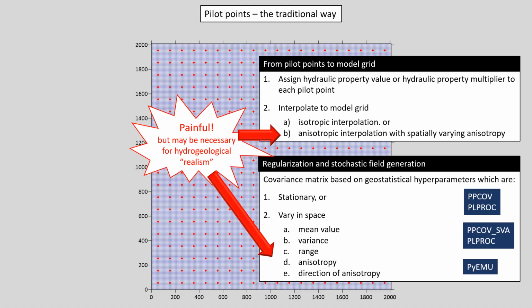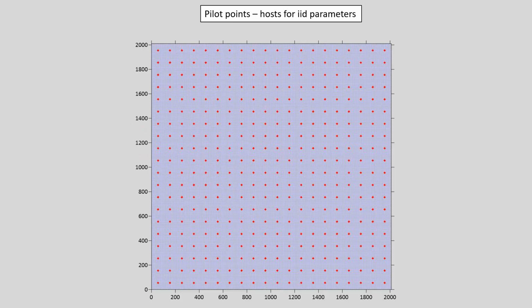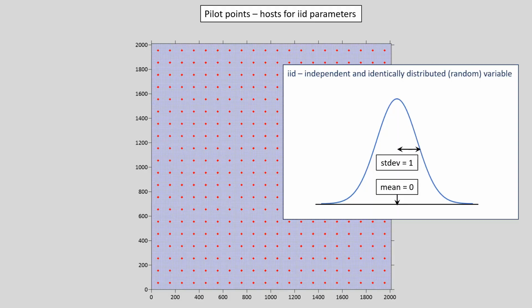Now let's look at the new way, or the alternative way. In this case, instead of assigning hydraulic property values to these pilot points, we assign IIDs to the pilot points. Now, what's an IID? An IID is a statistical term. It's an independent and identically distributed random variable, or in our case, a random normal deviate.